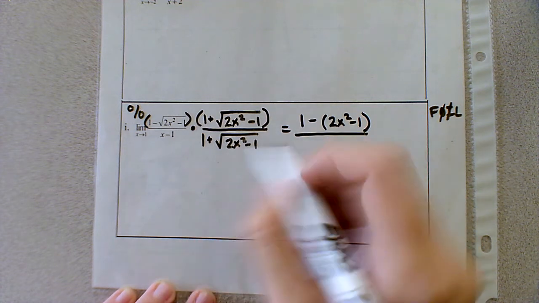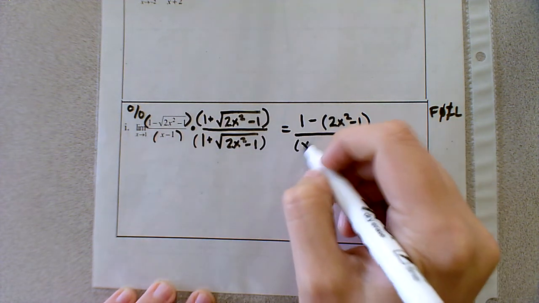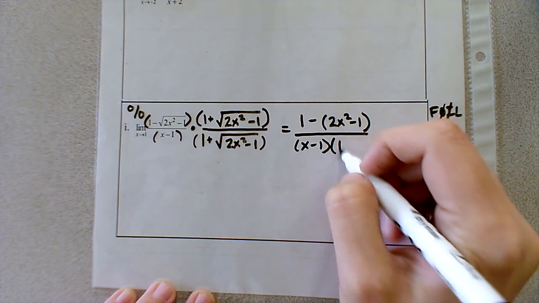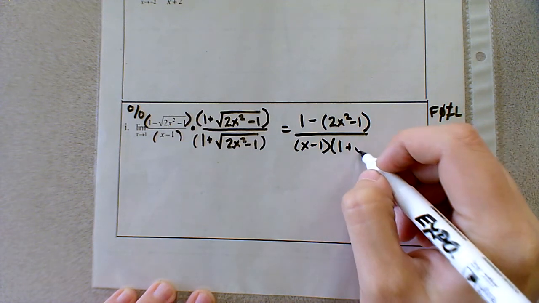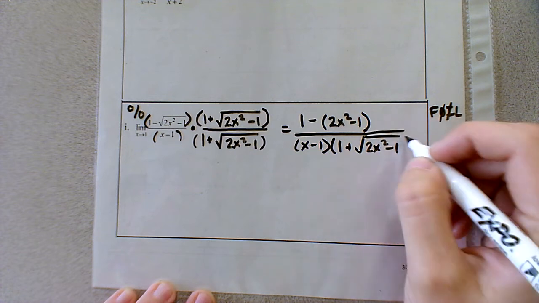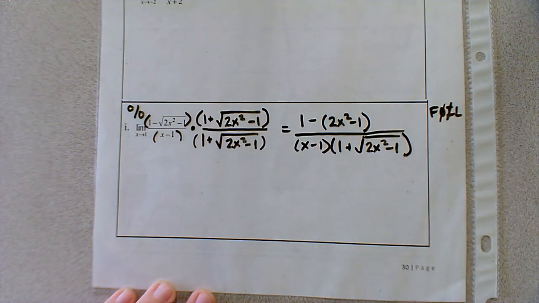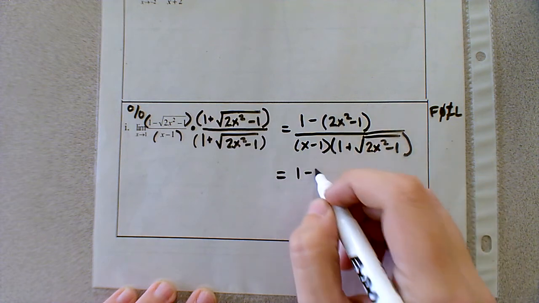Now on the bottom, since these are not conjugate pieces, that means I'm going to keep them separate. Okay, I'm not even going to bother multiplying them together. So let's see where this can take us. We'll go ahead and distribute in the negative sign.